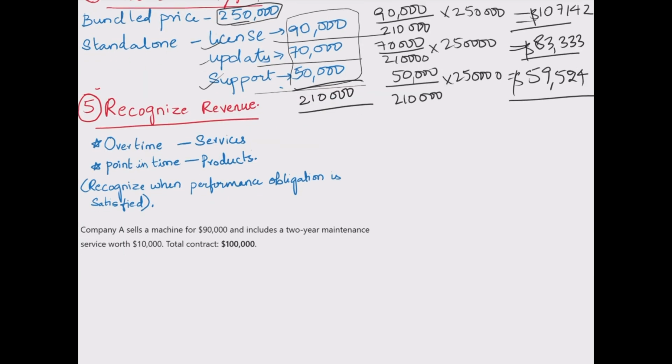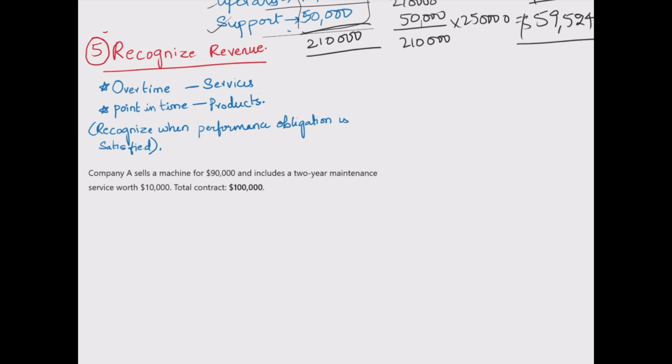Now your last step is to recognize revenue. You're recognizing revenue in 2 ways, either over time or at a point in time. Usually service based revenue is recognized over time, and product based revenues are recognized at a point in time. So whenever your performance obligation is satisfied, whenever you have provided the service and transferred the product to your customer, you're recognizing the revenue.